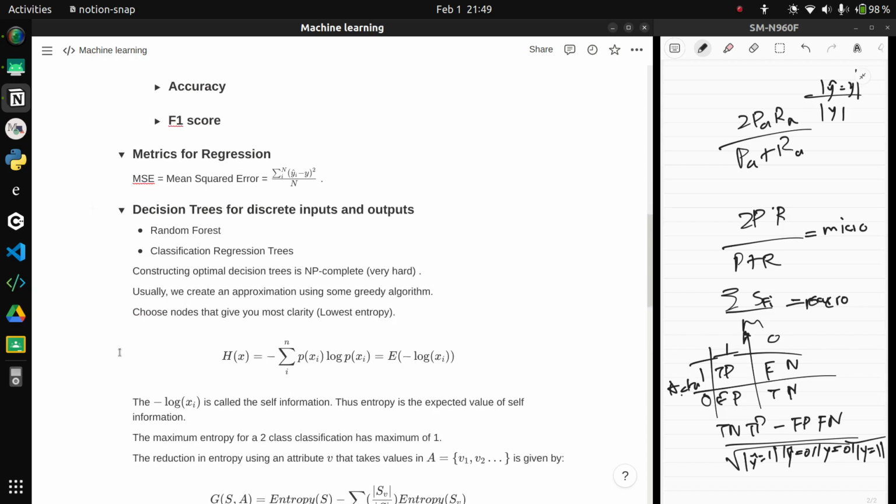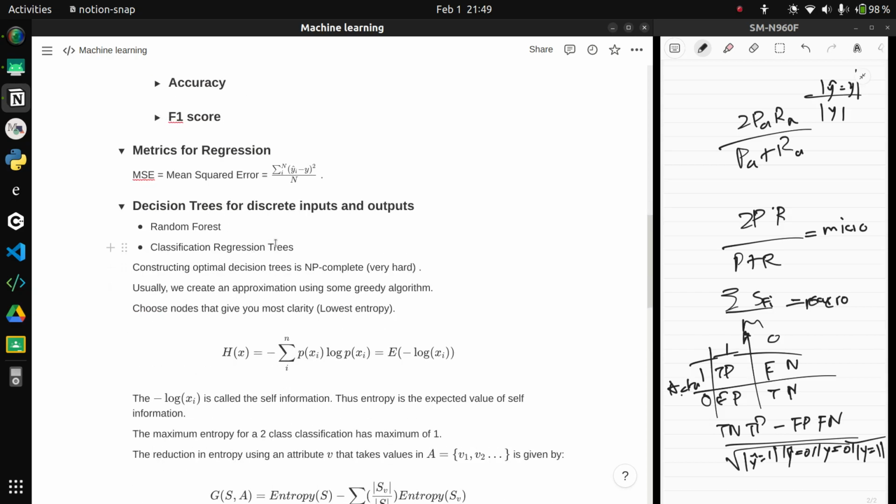Decision tree for discrete inputs and outputs. Constructing optimal decision trees is NP-complete. Very hard, basically, non-polynomial. Anyway, constructing optimal decision trees is hard, but you can use the ID3 algorithm. That's not considered optimal decision trees, it's just a greedy algorithm, which gives you one tree that is okay-ish.